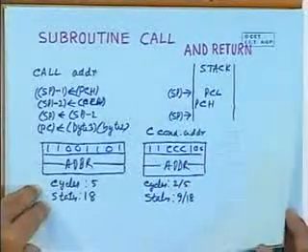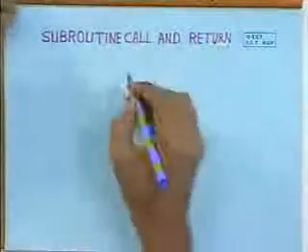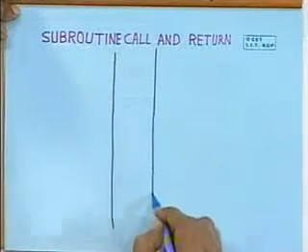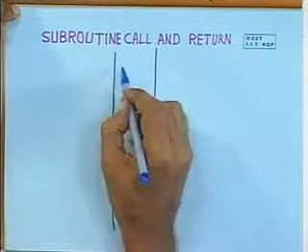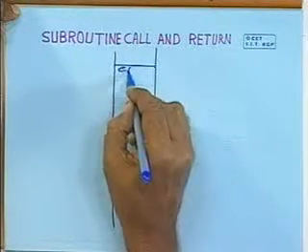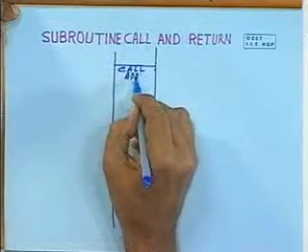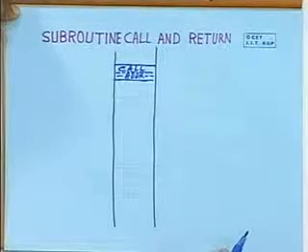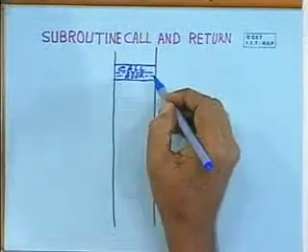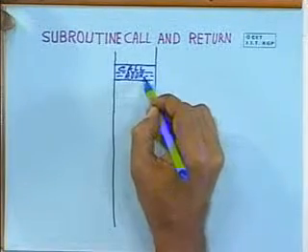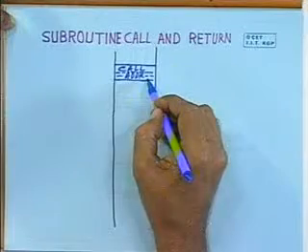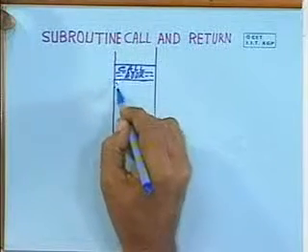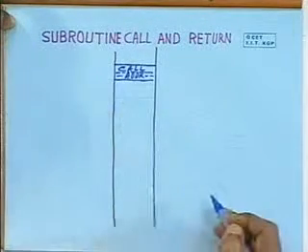Now the way it happens is like this. Suppose this is the program, and in your program somewhere here you have got this CALL ADDR. This is the subroutine call instruction. What will happen because of this? First, as we have discussed, this address will be loaded into the program counter, and the next address, this address which is immediately following this instruction, will be loaded into the stack.